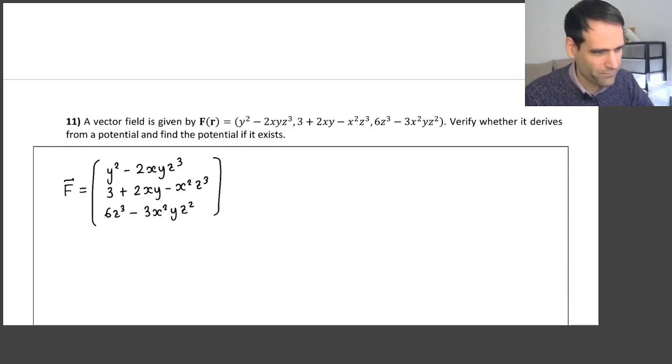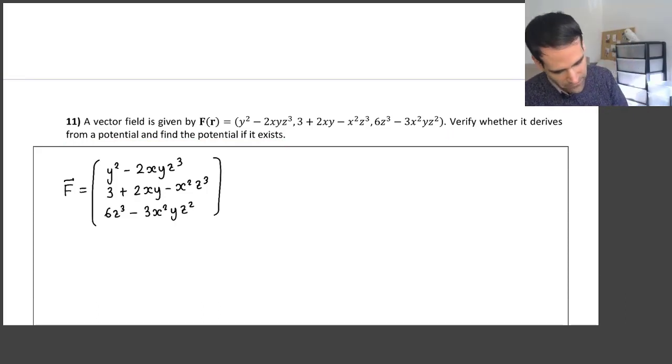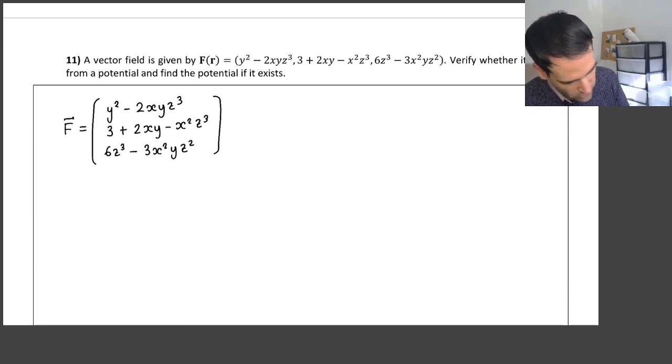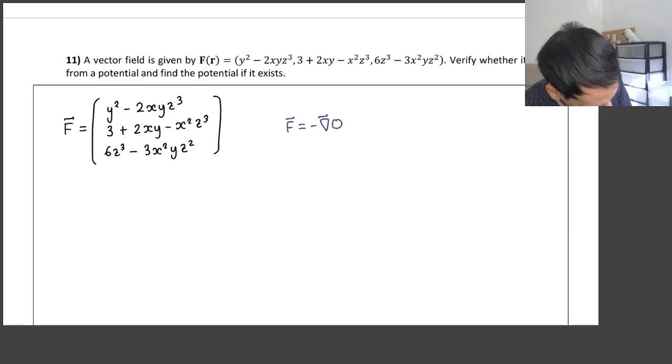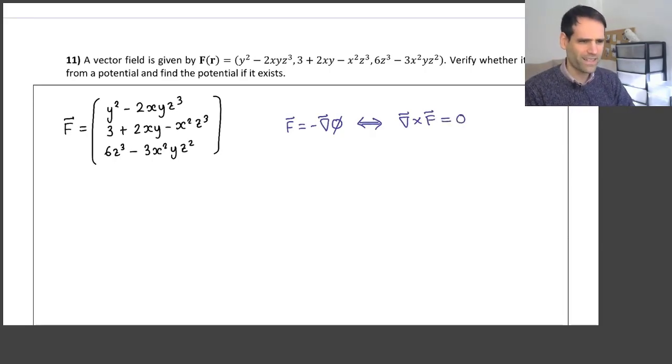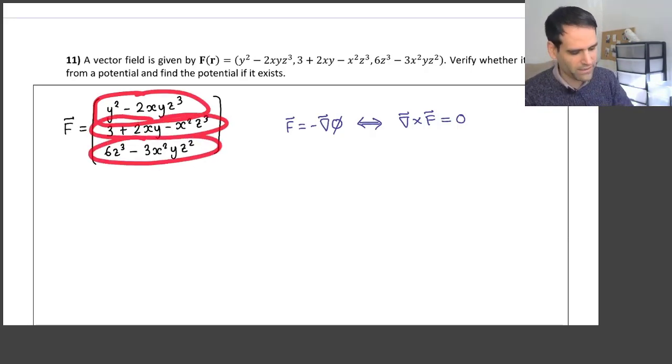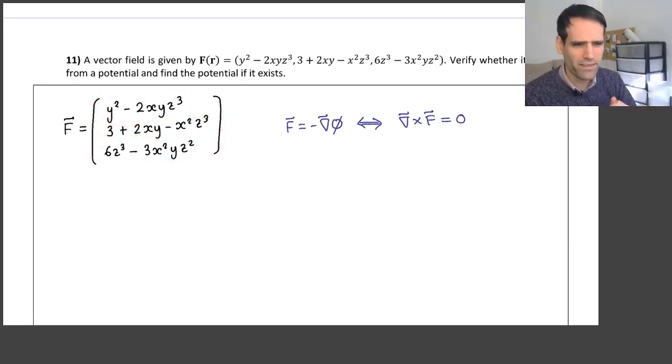Okay, so let's do it. First of all, how do we verify if it comes from a potential? To verify if f is equal to the minus gradient of some scalar potential, we know that this will happen together with the fact that the rotational of f, or the curl of f, will be 0. So f will be irrotational, right? At least this was true if the field is defined in a simply connected region, which is true right now because these are just normal polynomials which are defined everywhere in the three-dimensional space.